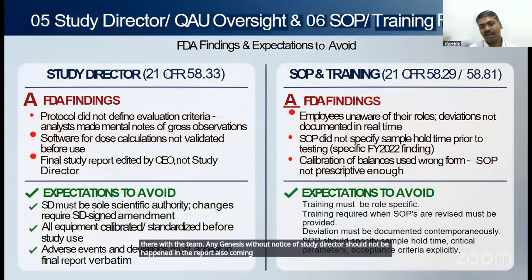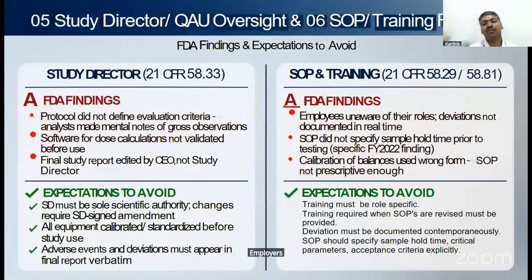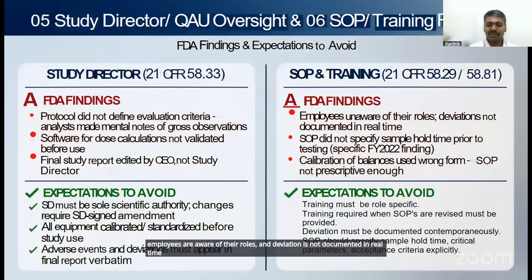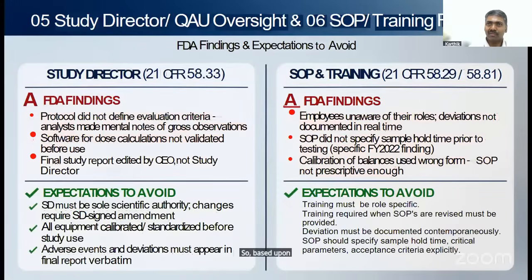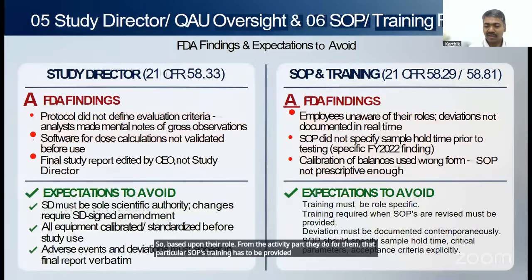Coming to SOPs and training, employees are unaware of their roles and deviations are not documented in real time. So training must be given based upon their role. All SOPs may not be applicable for all the persons. Based upon their role, for the activity they do, that particular SOP training has to be provided, right? And if anything deviated, it has to be documented. If training records and SOPs are revised, it should be provided.